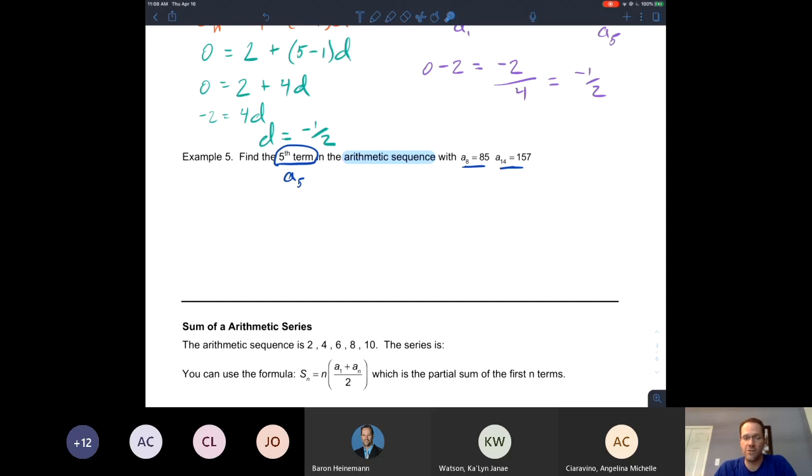Once again, we need to know if it's an arithmetic sequence, we need to know what number was added or subtracted to get to the next term. Clearly, since it's going up from 85 to 157, we've got to be adding something every time. The common difference is going to be some positive number. But the question is, how do you figure out what they're adding between the 8th term and the 14th term? What are they adding every time in order to get up to 157? How do we figure that out?